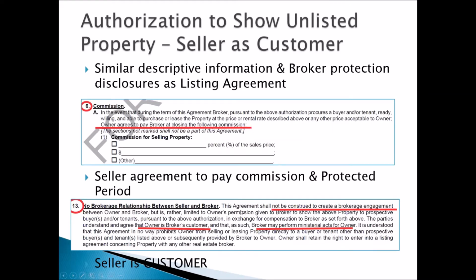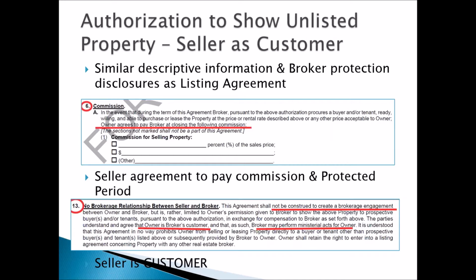Paragraph 13, this agreement shall not be construed to create a brokerage engagement between the owner and the broker, but is limited to the owner's permission to give the broker to show the property to prospective buyers pursuant to the authorization that's listed in this agreement in exchange for compensation. The parties understand and agree that the owner is the broker's customer, and the broker may perform ministerial acts for the owner.